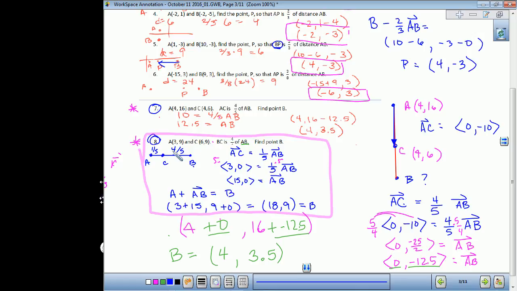So I got if BC is 4/5, then AC would have to be 1/5. So AC is equal to 1/5 vector AB. Vector AC is 3, 0. So when we multiply by 5, we get that vector AB would be 15, 0. So if we take point A and we add the components for the vector AB, so we add the 15, we add the 0, we find the other endpoint, 18, 9.